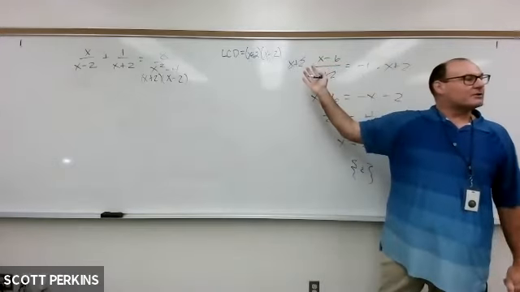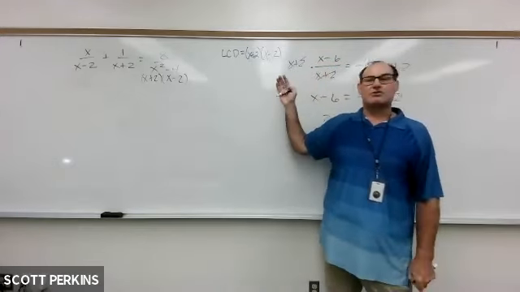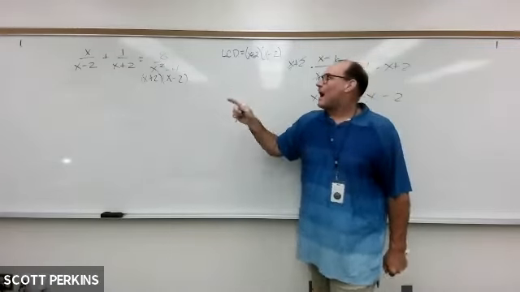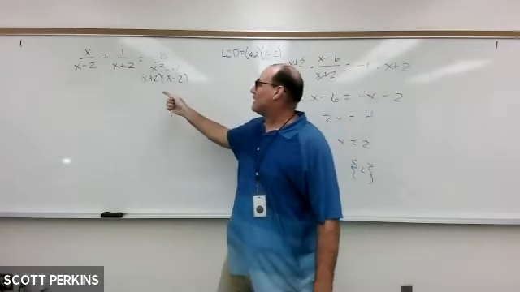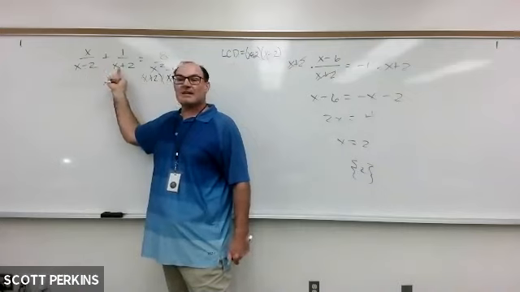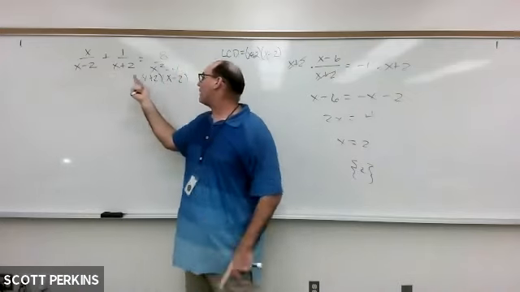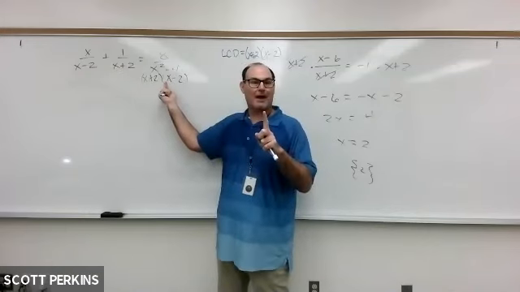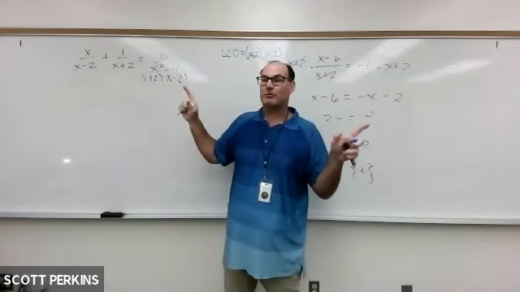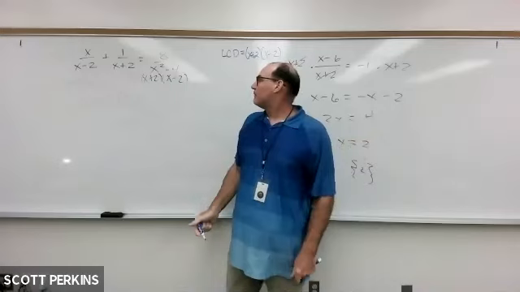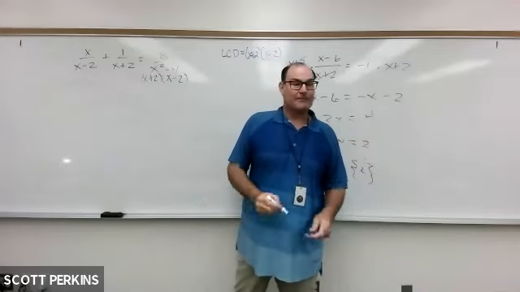There's no other factors. I don't have any powers. There's no squares. There's no cubes. I only need to include one of each because none of these denominators has more than one. There's one x minus 2 here. There's one x plus 2 here. There's one of each here. So I don't need squares. I don't need cubes. You with me so far?